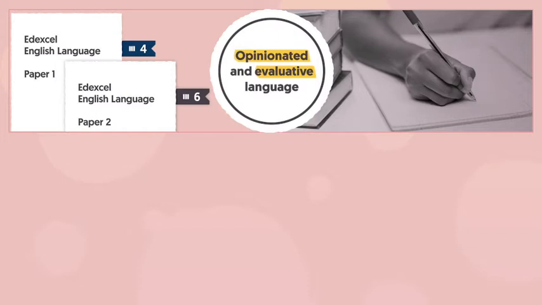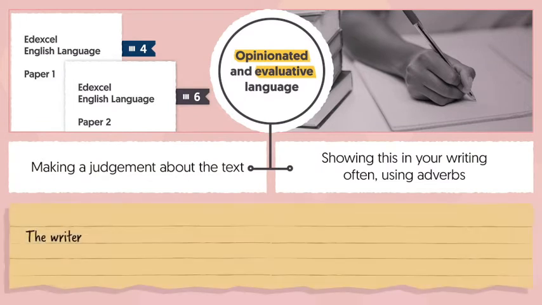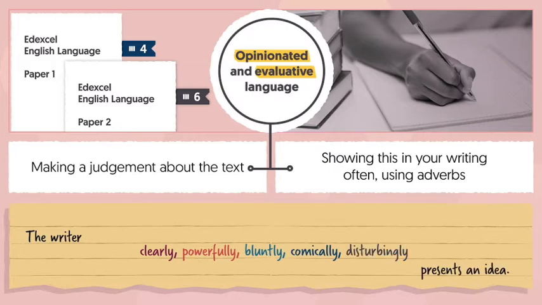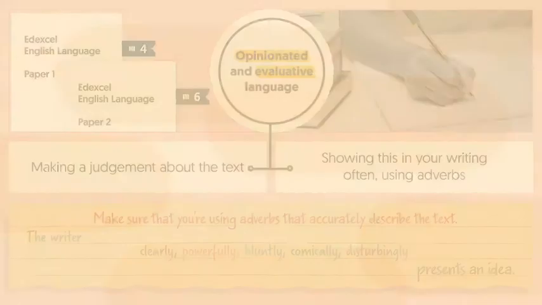Using opinionated and evaluative language means making a judgment about the text and showing this in your writing, often using adverbs. For example, things like, "The writer clearly, powerfully, bluntly, comically, or disturbingly presents an idea." But always make sure that you're using adverbs that accurately describe the text. Okay, we'll leave it there.